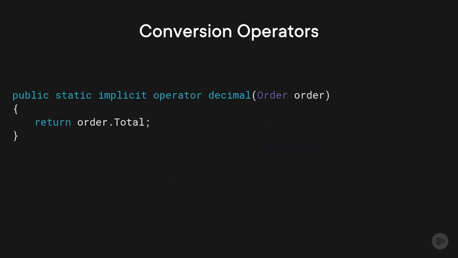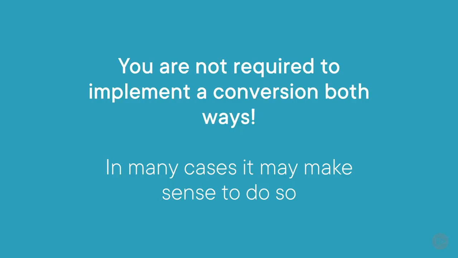You could introduce a conversion that allows for the Order to be cast to a decimal to get the order total. This may make sense, but it doesn't make sense to do the other way around. It wouldn't make sense to convert a decimal into an Order. You do not have enough data to convert that back to the Order. Although, in a lot of cases where you do overload the conversion operators, it also makes a lot of sense to do it both ways.